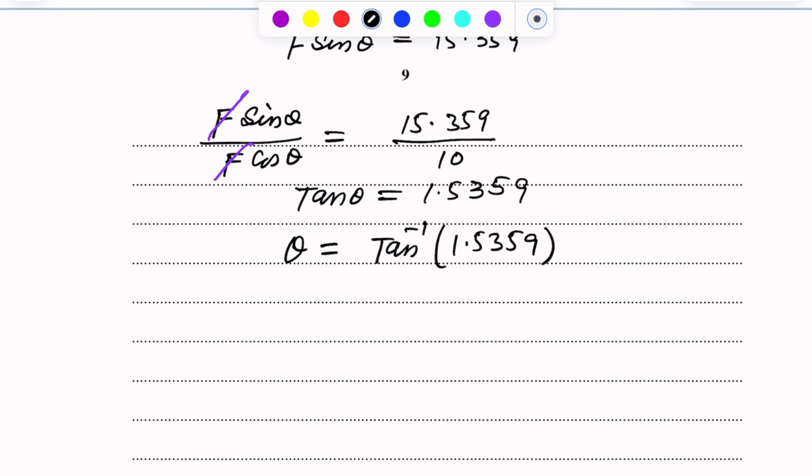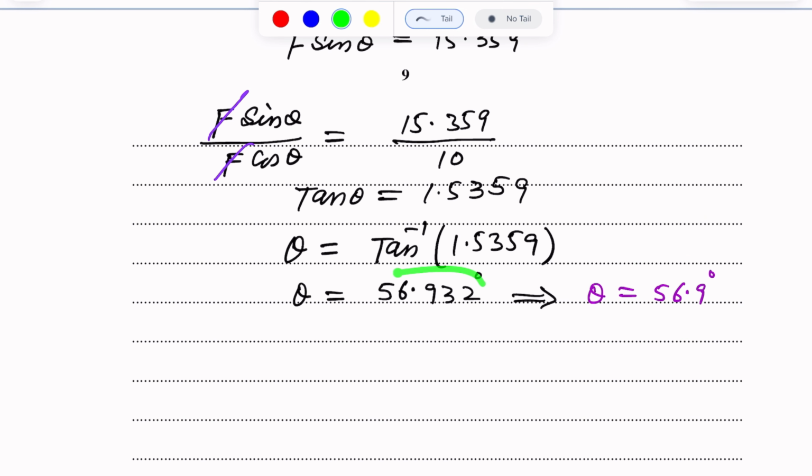We get theta is equal to 56.932 degrees. But we will write theta correct to one decimal place. So the answer is theta will be 56.9 degrees, correct to one decimal place.